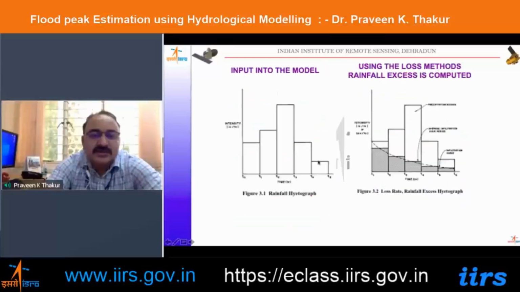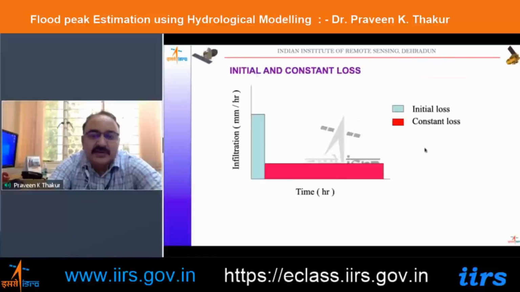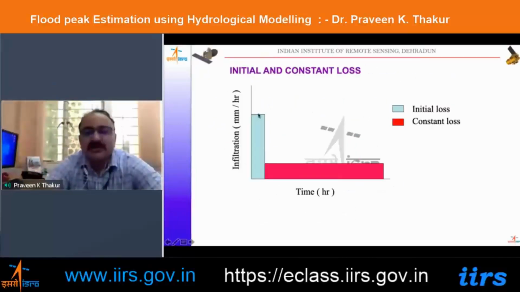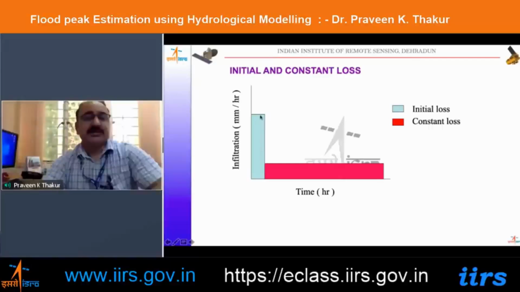So this is the rainfall hydrograph. If you are using the excess rainfall with this loss method, below this line is my loss, and above this we have the excess precipitation, which will be used for the runoff generation. So this is the concept of initial and constant. Initially you assume high loss, and this loss is usually linked with the infiltration capacity. If you see the infiltration capacity curve, initially infiltration will be very high, then exponentially decreases.